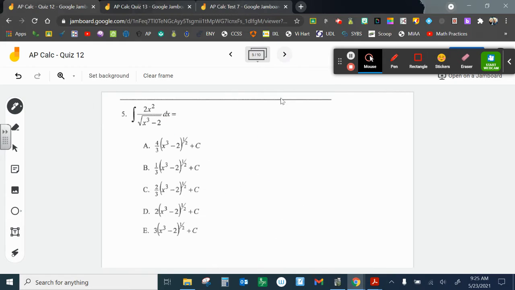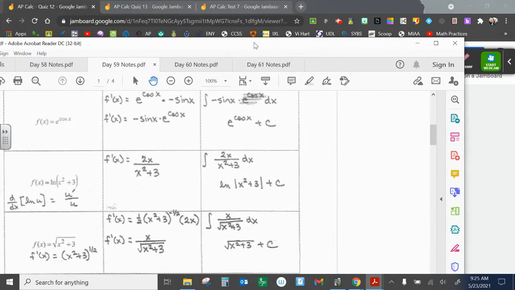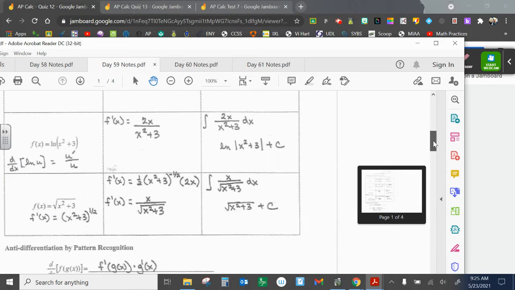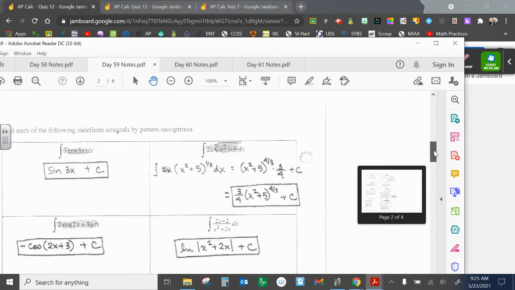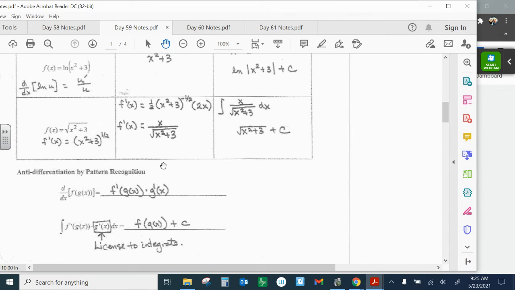Okay, let's go to number 5. All right, and we want to try to set this one up. Let me just show you what we're trying to get to. We're trying to find pattern recognition. And let me scan this up here. Too far. So we are trying to undo the chain rule.